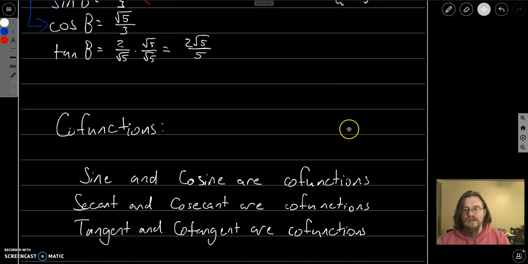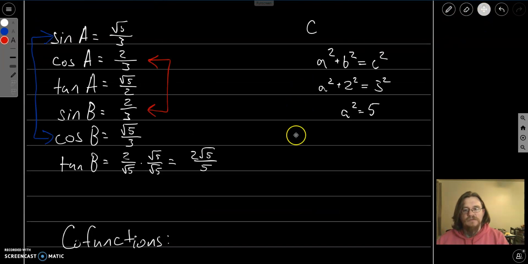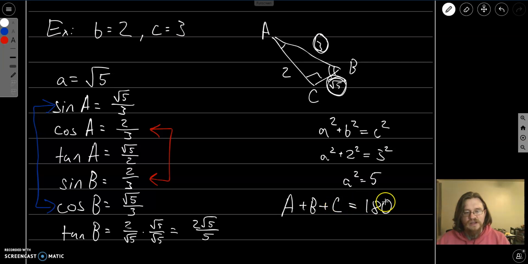So when we look at sine and cosine, for instance, you'll notice that it's sine and cosine. It's secant and cosecant, tangent and cotangent. And all of these arise essentially from looking at these triangles and noticing that the opposites and adjacents will switch if we go from one angle to the other angle. So what's special about A and B? Well, the three angles in a triangle have to add up to 180, so we can write that down. A plus B plus C has to be equal to 180.